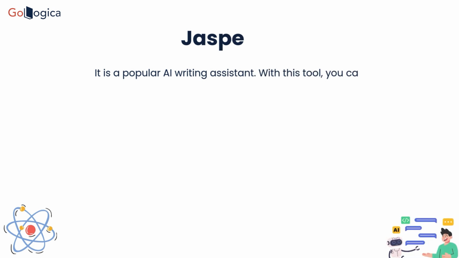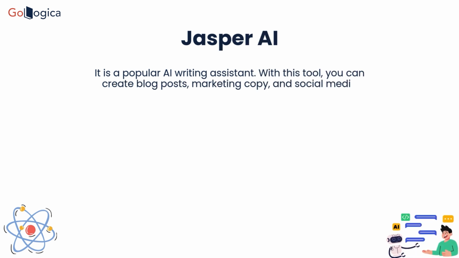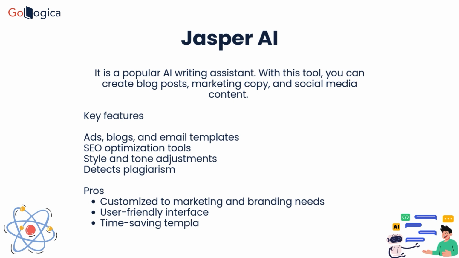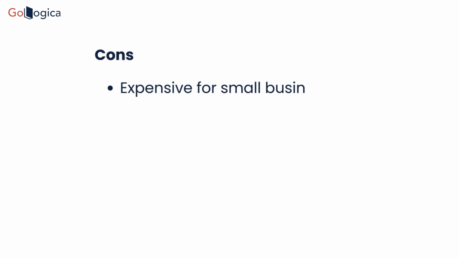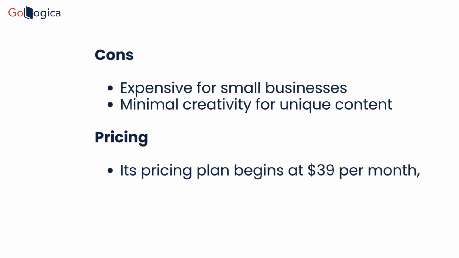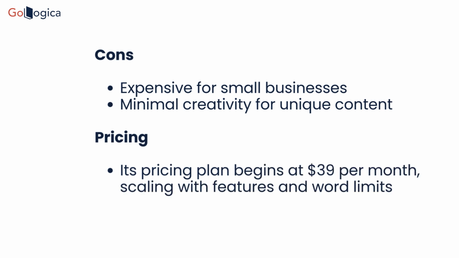Second is Jasper AI. It is a popular AI writing assistant with which you can create blog posts, marketing copy, and social media content. Key features: ads, blogs, and email templates, SEO optimization tools, style and tone adjustment, detects plagiarism. Customized to marketing and branding needs, user friendly interface, time saving templates. Cons: expensive for small businesses, minimal creativity for unique content. Pricing: its pricing plan begins at $39 per month, scaling with features and word limits.